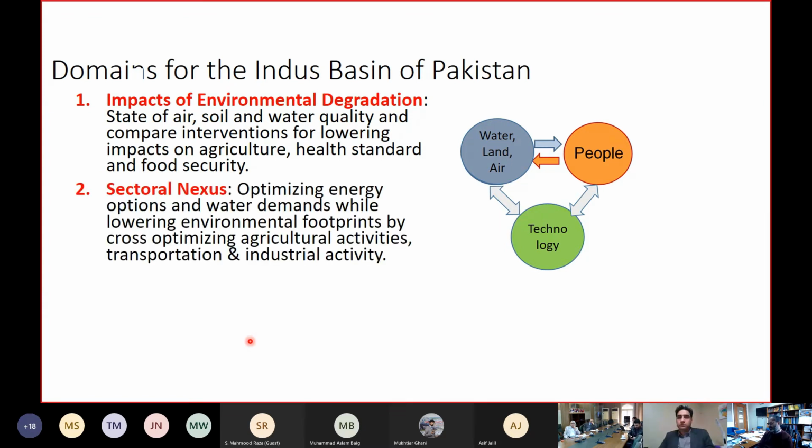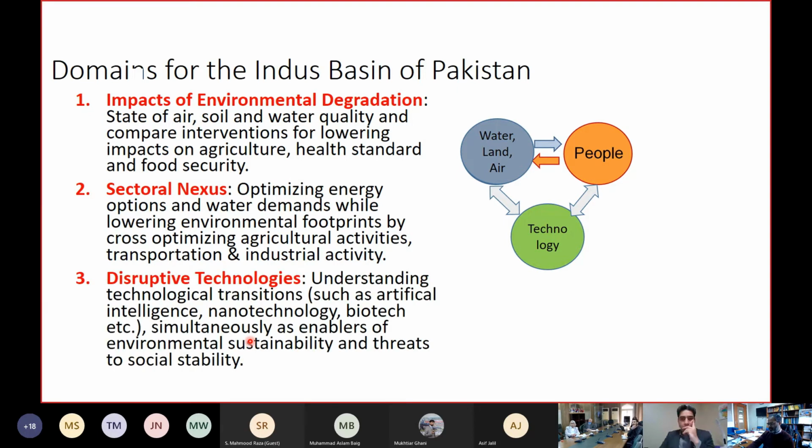Secondly, nexus. Again, this is a word that you will hear quite often, but this is really about if you are thinking about optimizing one resource, say energy options, but at the same time you want to meet water demand, but you want to lower environmental footprints at the same time. So these kinds of cross optimization between, say, agricultural activities or industrial activities or transportation activities, and so on and so forth. So this is really at the heart of many of these issues. So looking at just water alone is not enough.